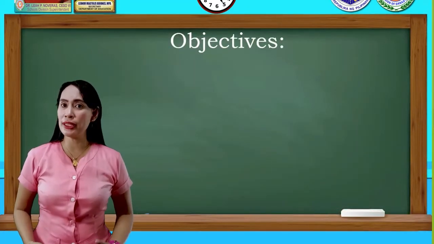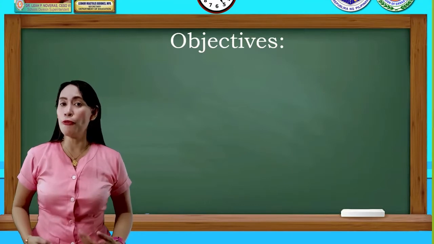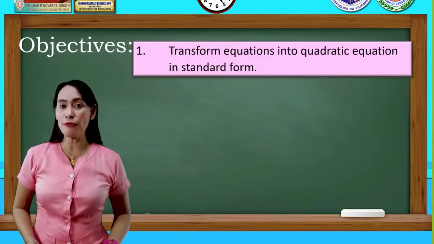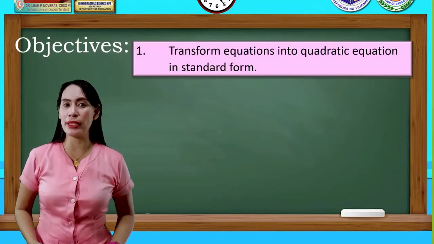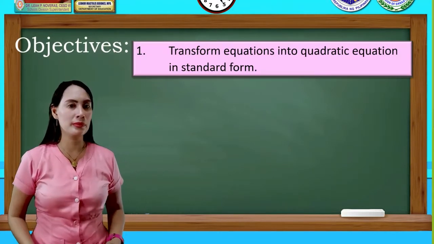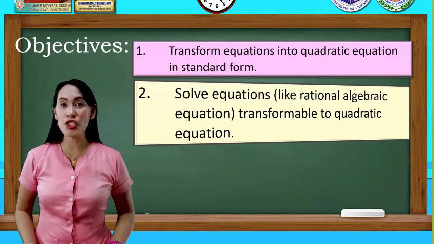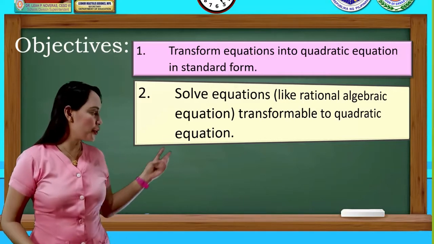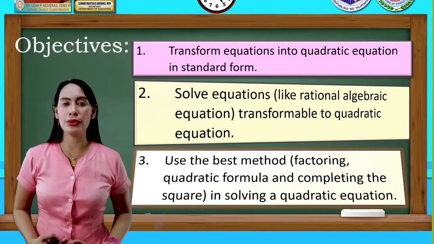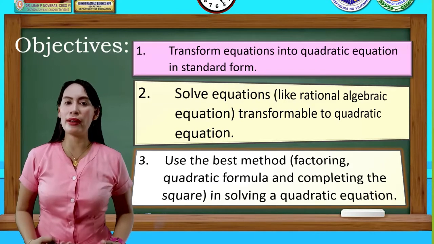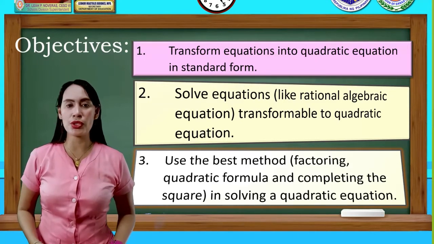These are the objectives that you are going to attain for this week. First, transform equation into quadratic equation in standard form. Second, solve equations like rational algebraic equation, transformable to quadratic equation. Third, use the best method like factoring, quadratic formula and completing the square in solving a quadratic equation.